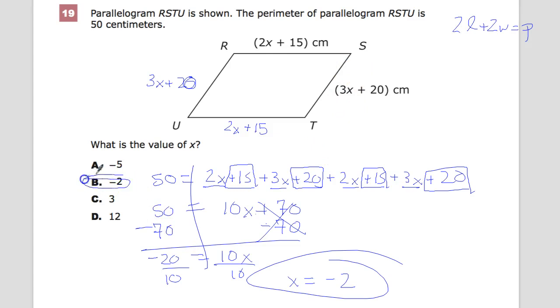I couldn't have a negative length, so I have to pay very close attention to what they're asking me. If they had said, tell me the length of ST, I would substitute this value back in and get that 14 that I mentioned before. If they wanted this one, I would do 2 times negative 2, which is negative 4, plus 15 to give me 11. So answer the question they ask you, because that's what they'll get you sometimes.